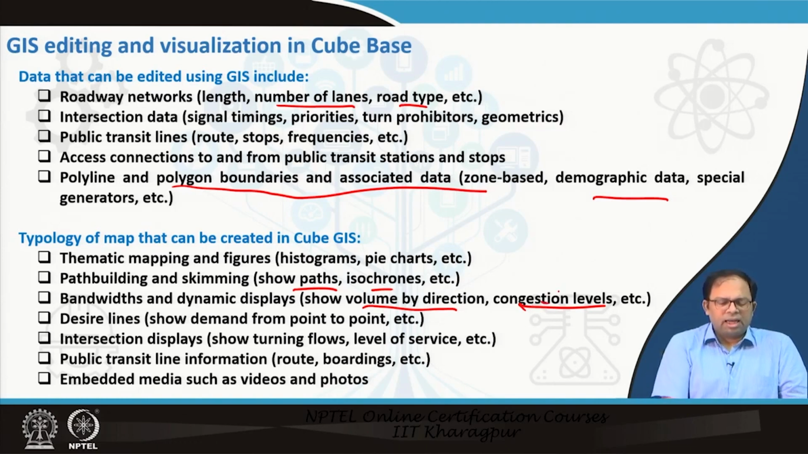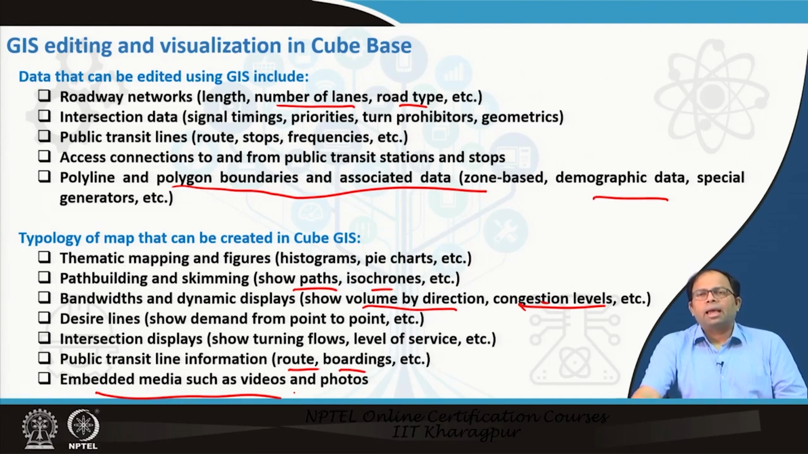Then we can do desire lines and intersection displays, where we can see the turning flows, level of service of the intersection and so on. Public transit line information, where we can see the route and the number of boardings that take place. Then we can also embed videos, photos and other media in our maps as well. So this is how the entire capabilities of GIS are there in Cube as well.